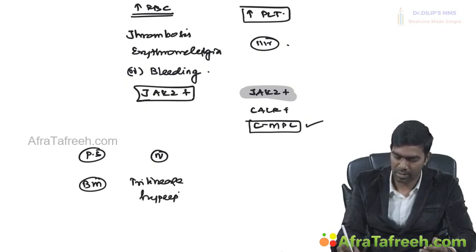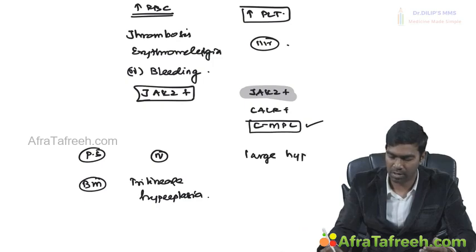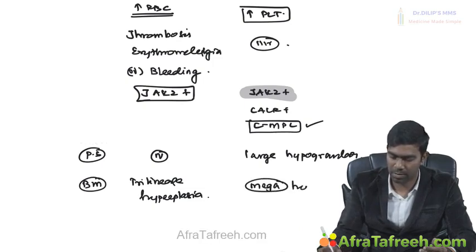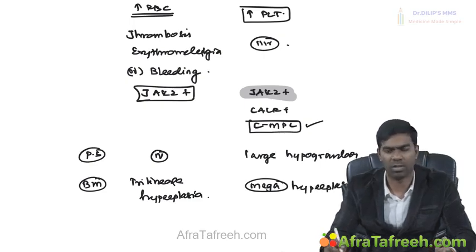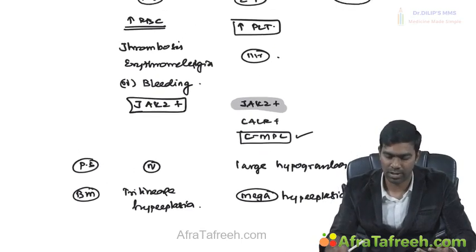Trilineage hyperplasia. But here the peripheral smear will not be normal. We will be seeing large hypogranular platelets. And here you will see megakaryocyte hyperplasia. A lot of active megakaryocytes you can see in the bone marrow. That anyway, it's not the typical trilineage hyperplasia you will see in essential thrombocythemia.